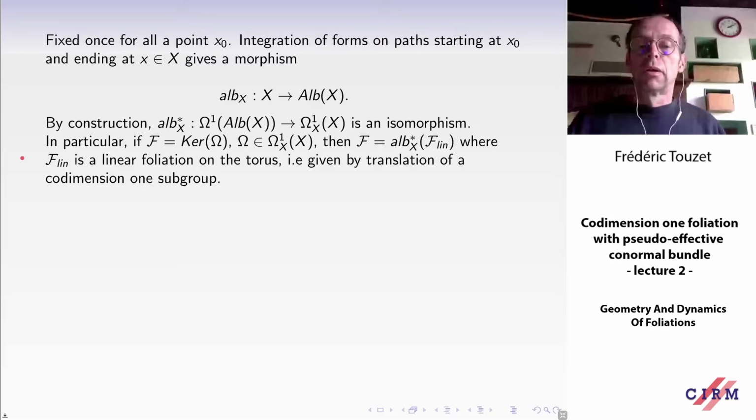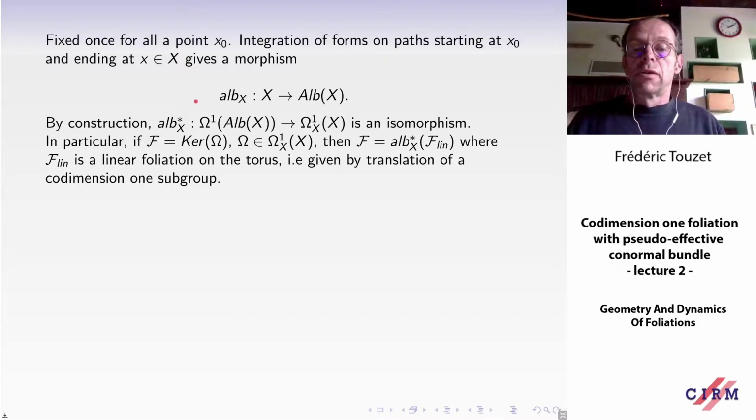So we also get a natural morphism from X to its Albanese torus, simply by fixing a base point x0 in X and considering the integration of forms on paths starting at x0 and ending at x, small x in X. So when varying small x, this gives this morphism.